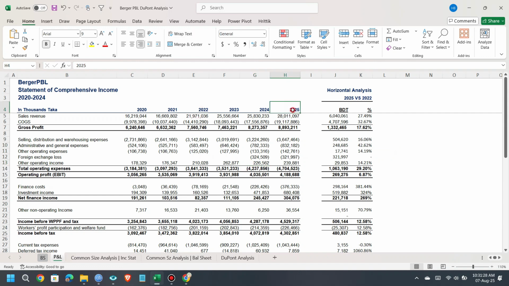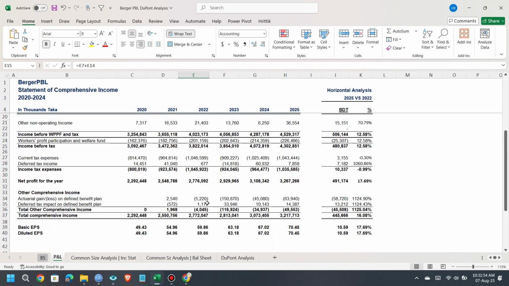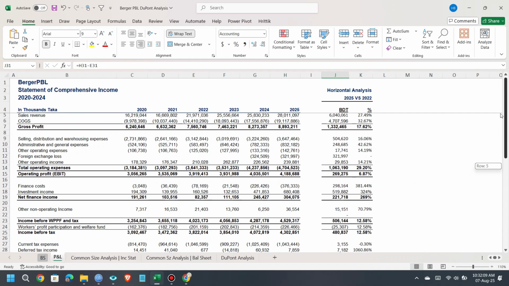So the interpretation here is, from 2022 to 2025, the sales revenue increased by 27.49% by this amount. In the same way, from 2022 to 2025, the gross profit for Berger PBL increased by 70.62% by this amount. In the same way, we conduct analysis for every figure. Okay, so last but not the least, I can interpret that from 2022 to 2025, the net profit for the year increased by 17.69% by this amount.